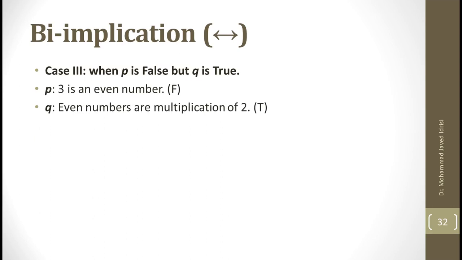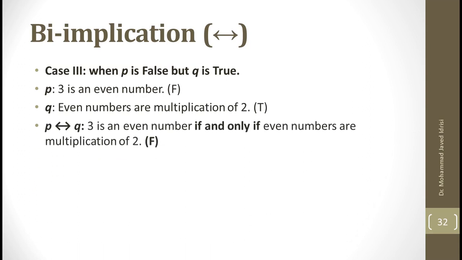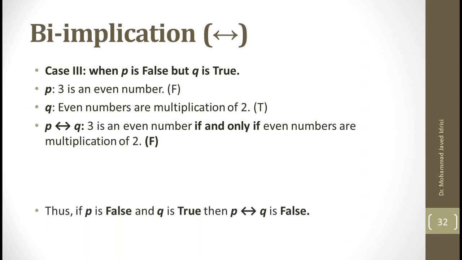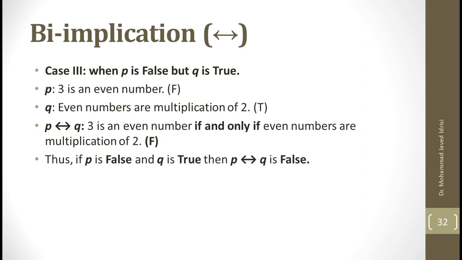In the third case, we consider P is false but Q is true. Here we have considered 3 is an even number, which is a false proposition. Even numbers are multiplication of 2 is a true proposition. So their by implication is 3 is an even number if and only if even numbers are multiplication of 2, which is a false proposition. So we can conclude that the by implication of P and Q is false if P is false and Q is true.